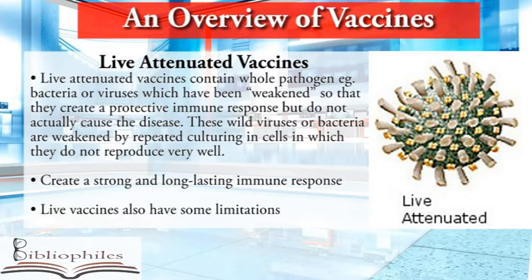And as these live attenuated vaccines are so similar to the natural infection that they help prevent, they create a strong and long-lasting immune response. Just 1 or 2 doses of most live vaccines can give you a lifetime of protection against the germ and the disease it causes. But live vaccines also have some limitations.